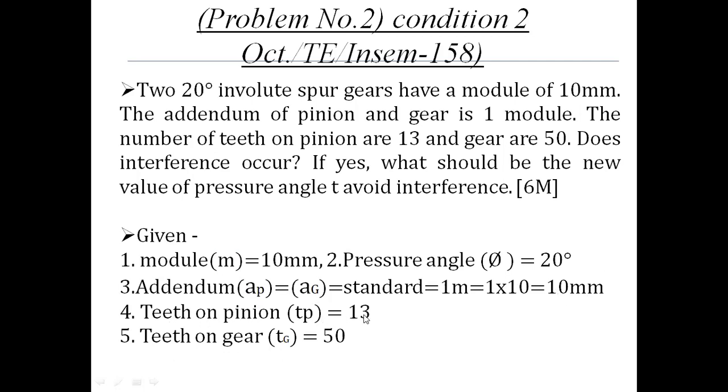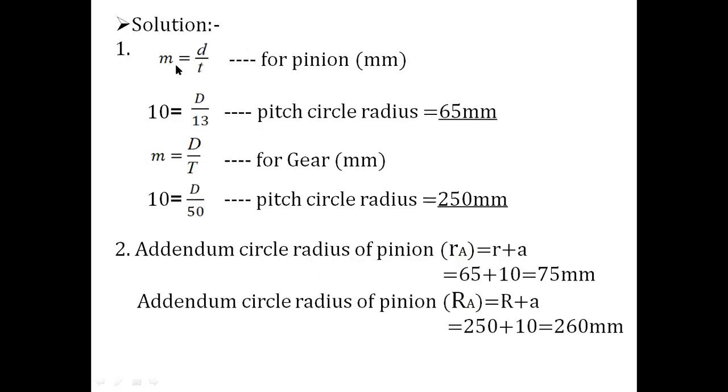Teeth on pinion is 13, teeth on gear is given as 50. Now, as per the formula of module, the number of teeth on pinion is 13, so pitch circle diameter becomes 130. So pitch circle radius, half of 130, is 65 mm. Again, to find the pitch circle diameter for gear, it is 10 into 50, that is 500. So pitch circle radius will become half of 500, which is 250 mm.